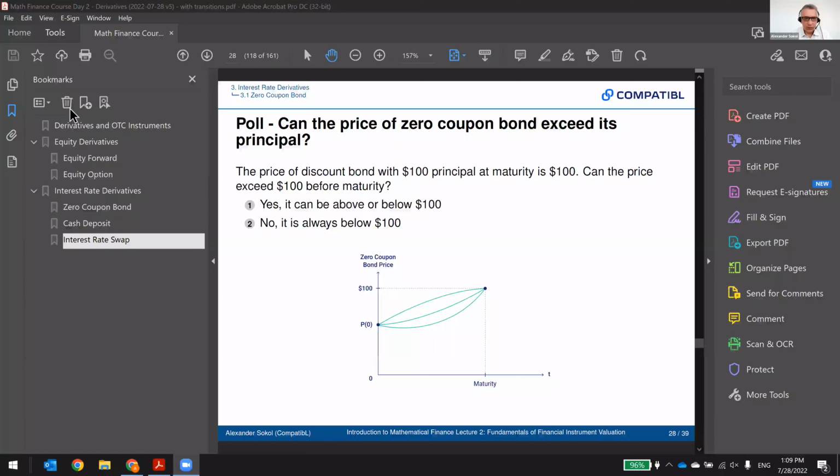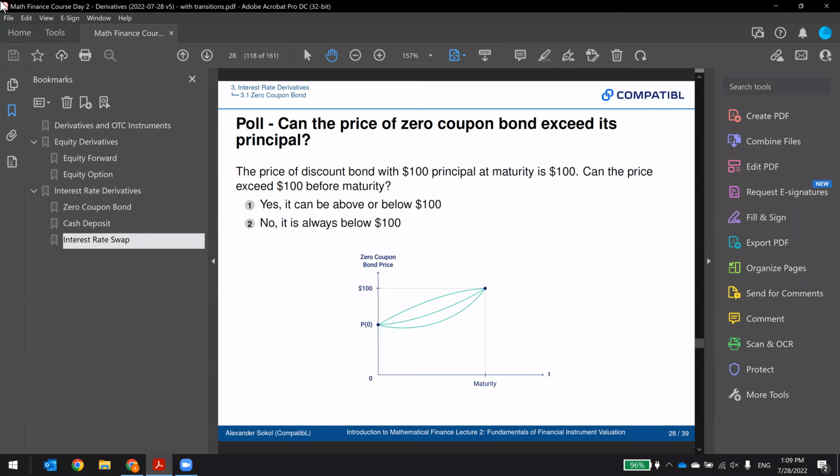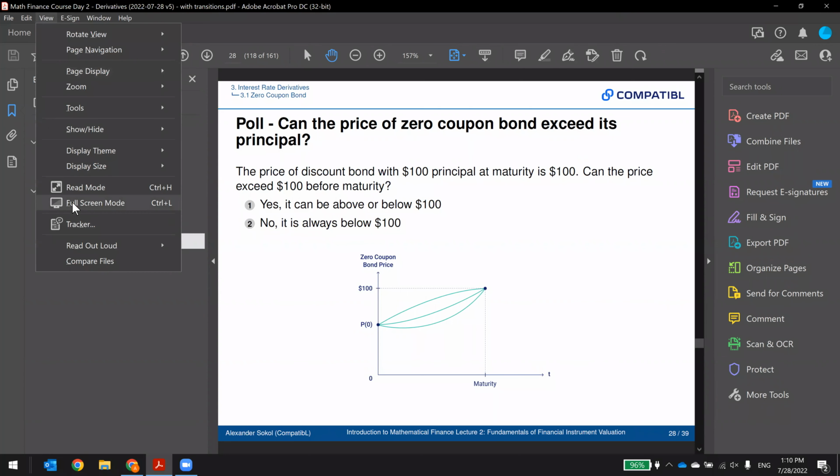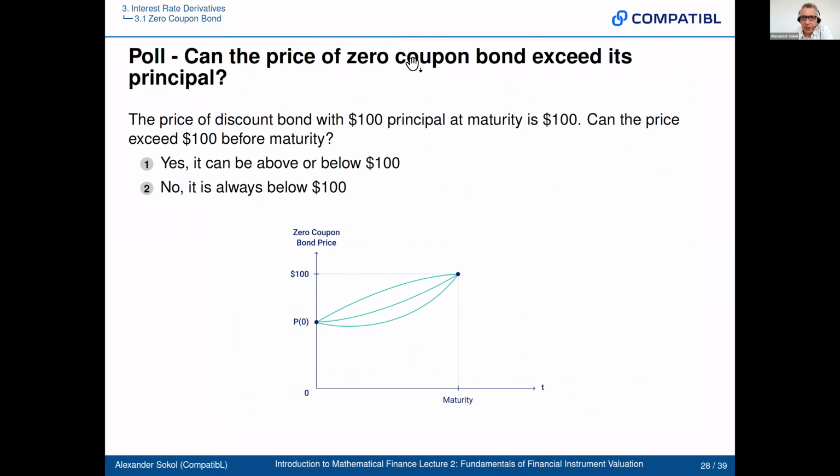All right, so I shared the screen. So who thinks it's 1? Raise your hand. It can be above or below 100. Well, 10, 11 people think this variant. Okay, so let's lower the hands. And who thinks it's always below 100?